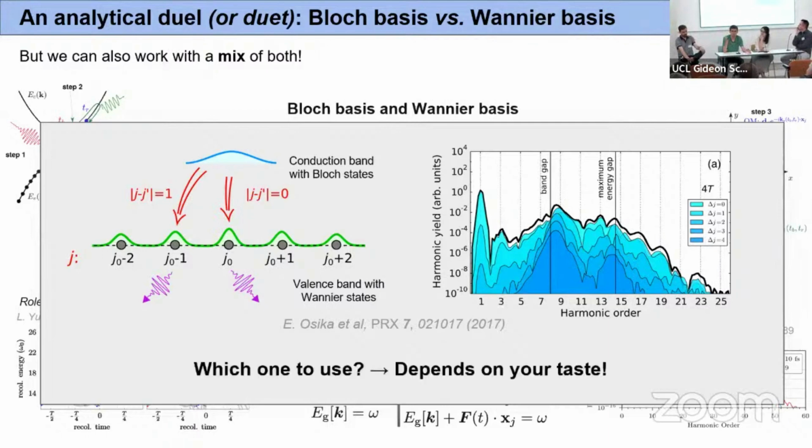So regarding which one to use, of course, this is a matter of taste, a matter of interpretation. In my case, I prefer Wannier-based methods because I started working on high harmonic generation in atoms and then I started with solids as well. So this provides me a better picture.